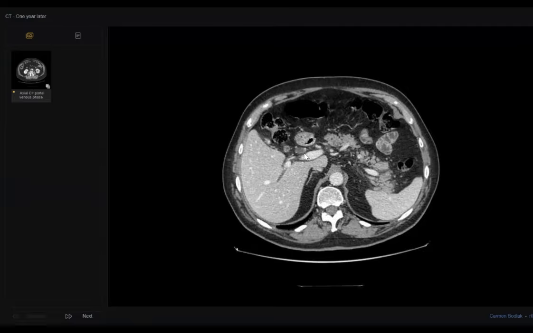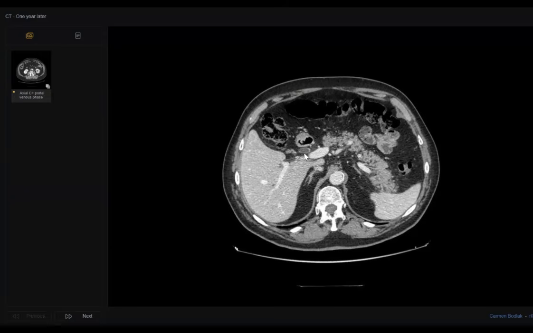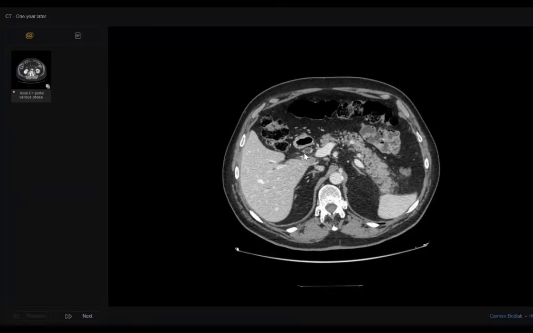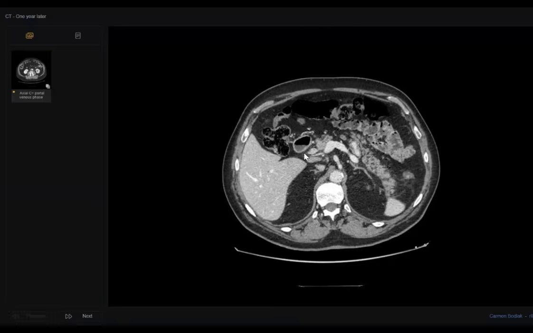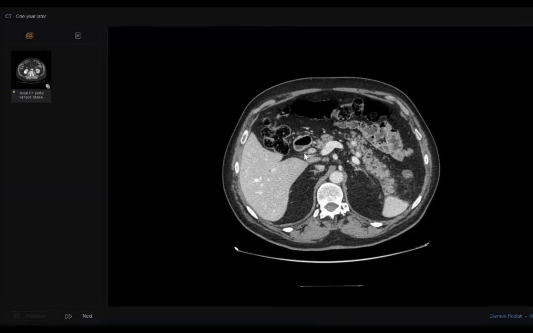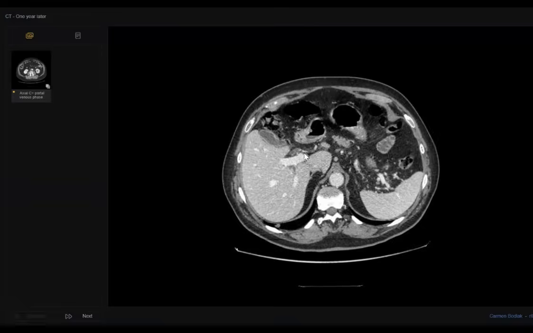What type of cholangitis is this? Ascending? Sclerosing? Ascending cholangitis means infection. But in autoimmune disease, the correct name is sclerosing cholangitis. Yes, sclerosing.